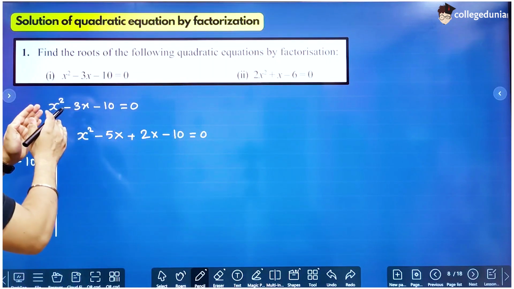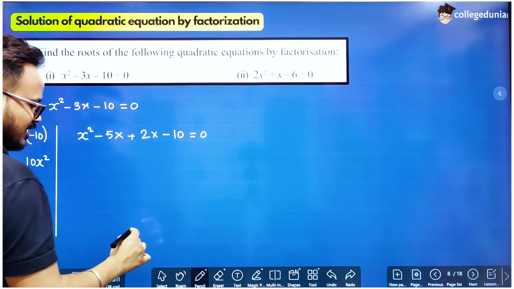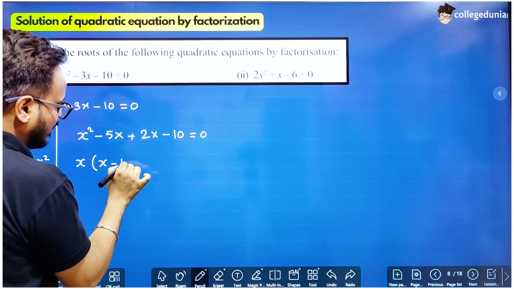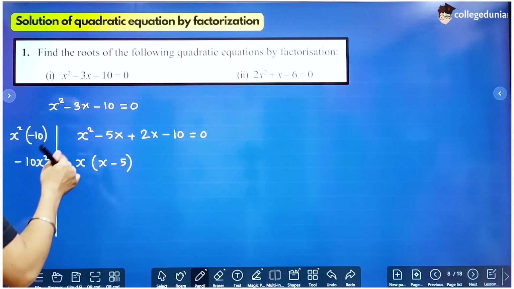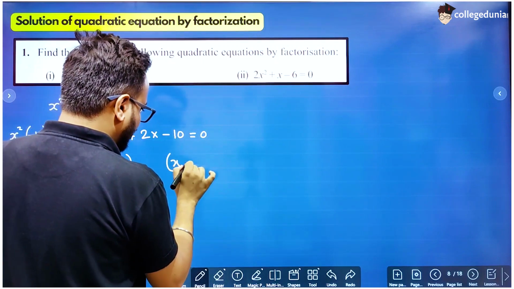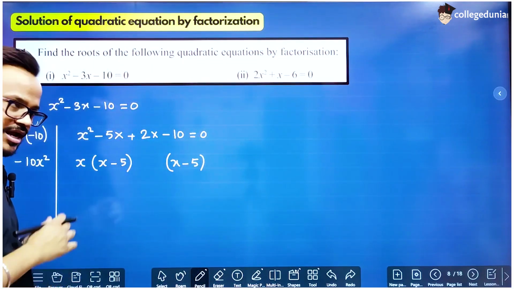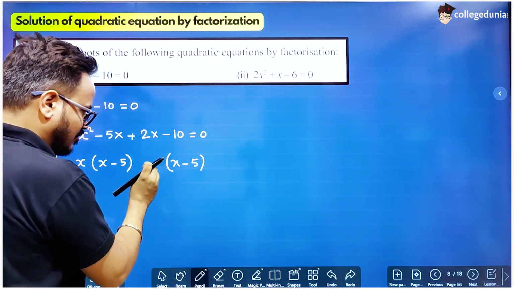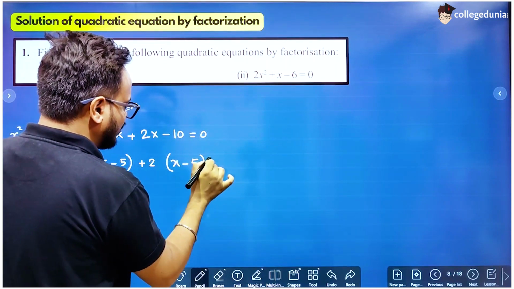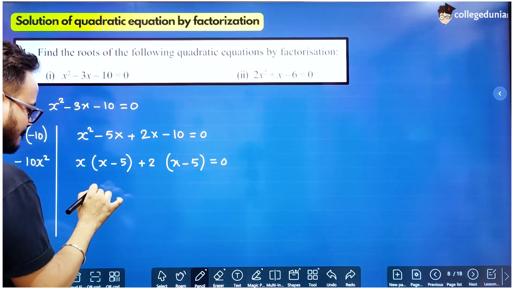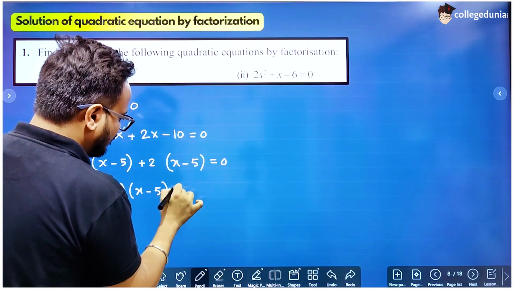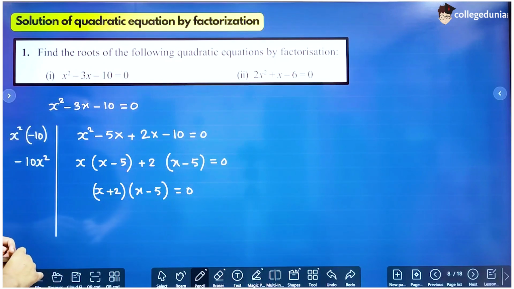Now once you split the middle term, you have to take something common from the first two terms, and only the x is common. So let's take x common, and x minus 5 is left here, because if I take x common, this becomes x and this is minus 5. And then you write the same thing in another bracket, and you should think what should be written here so that if I open this bracket, I get these two terms, 2x minus 5. So obviously I should write 2 here. So x plus 2, x minus 5 equal to 0, right?